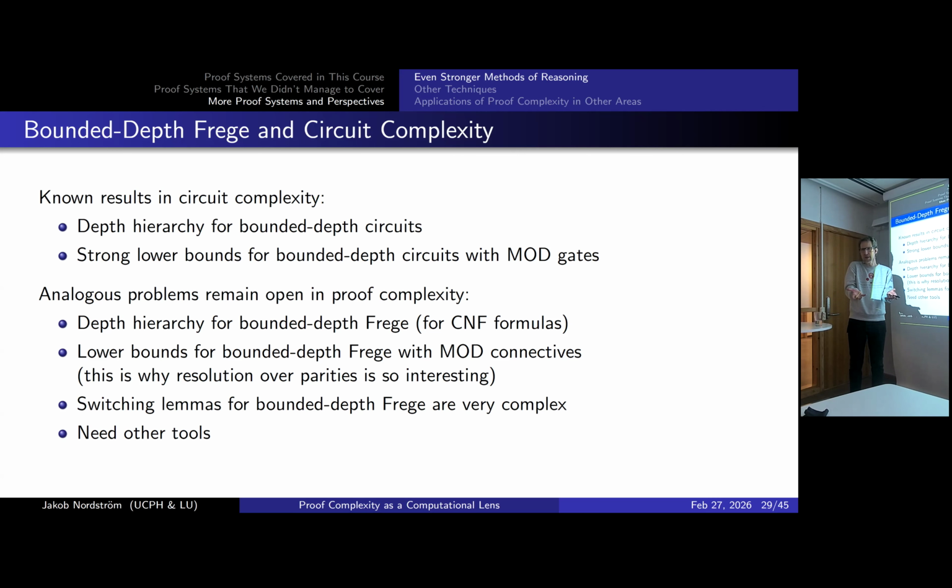Like pigeonhole principle is somewhat well behaved in this regard, in the sense that even if you map most pigeons to holes, you still have a small pigeonhole principle left. I'm lying now because it's much more complicated than this, but at least you sort of have this property. Also for XOR constraints, you can make the argument that if you have a Satan formula, you can remove most of the graph and you still have a smaller graph over which you have a Satan formula. But in general, this is not so easy. So we really need more tools for bounded depth Frege.